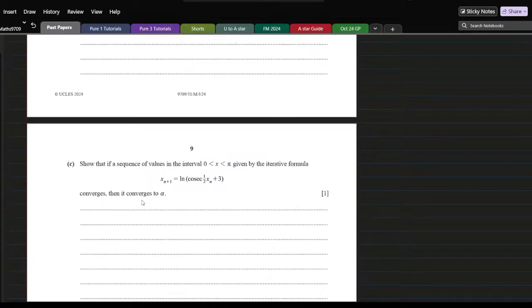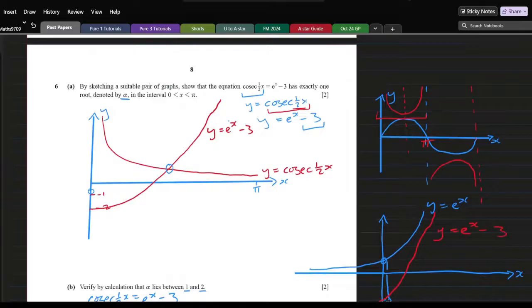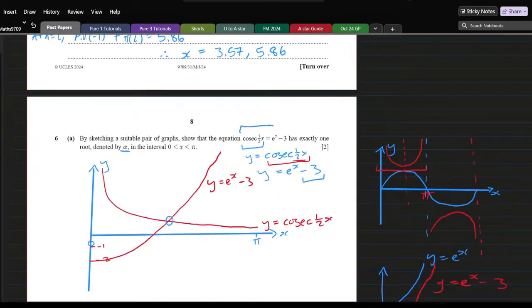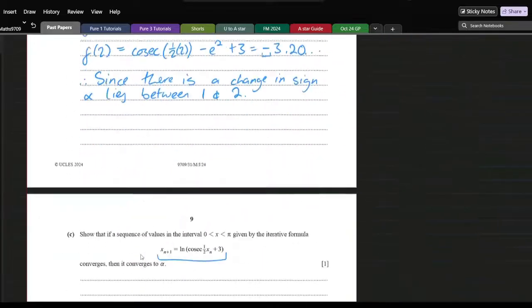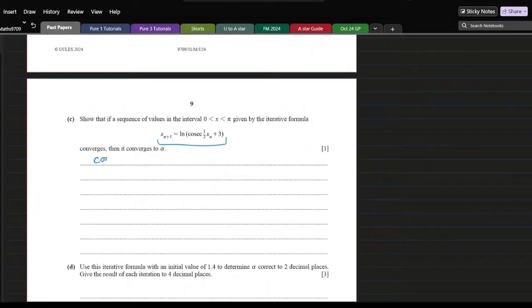Part C. Show that if a sequence of values in the interval x is between 0 and pi, given by the iterative formula xn plus 1 is equal to ln cosec half xn plus 3 converges, then it converges to alpha. Alright, so what they're basically asking you to do here is to show that this equation is the same as the original equation that they gave us here. So let me just write that equation down. That was cosec half x is equal to the exponential of x minus 3.